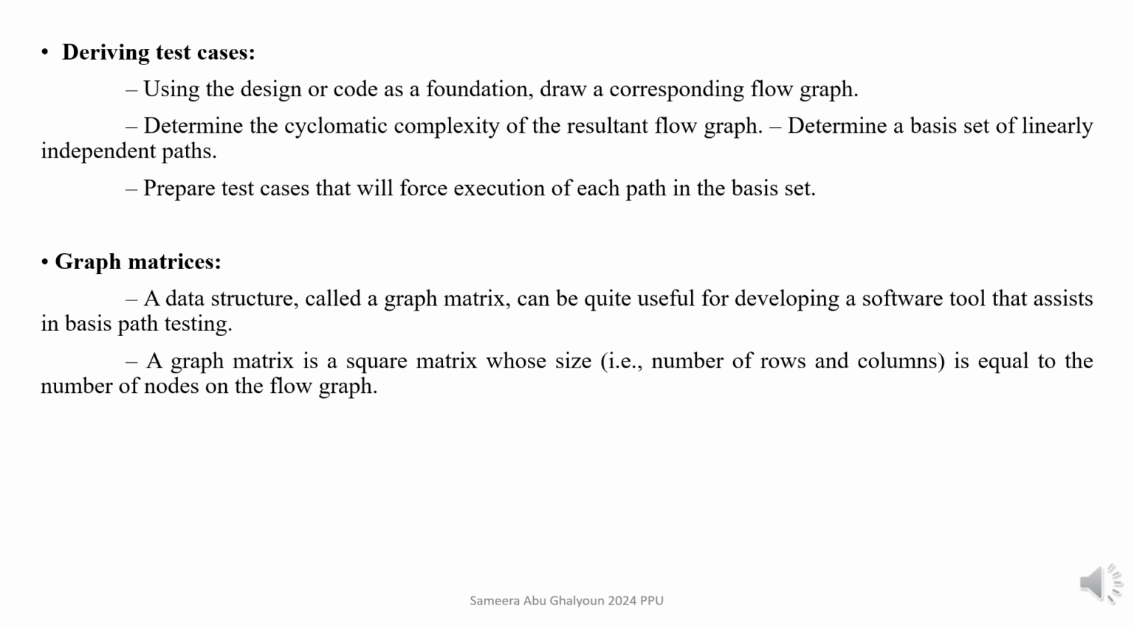Graph matrices. A data structure called a graph matrix can be quite useful for developing a software tool that assists in basis path testing. A graph matrix is a square matrix whose size, i.e., number of rows and columns, is equal to the number of nodes on the flow graph.